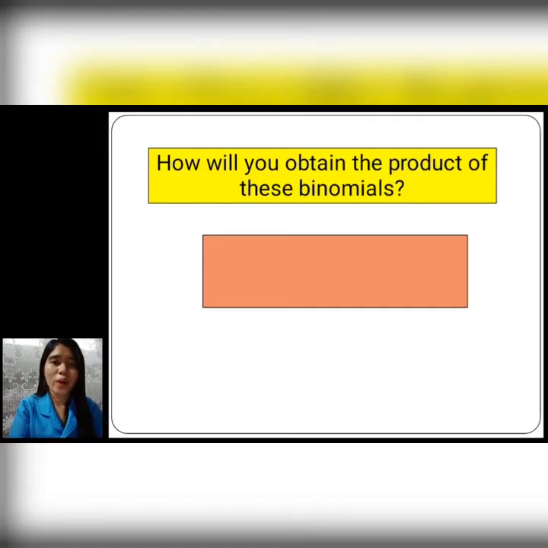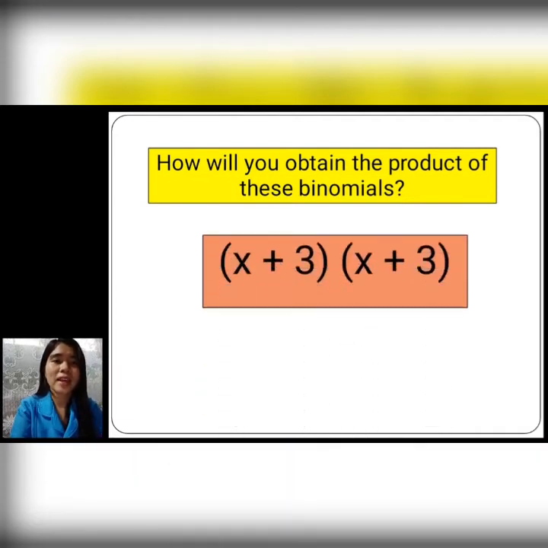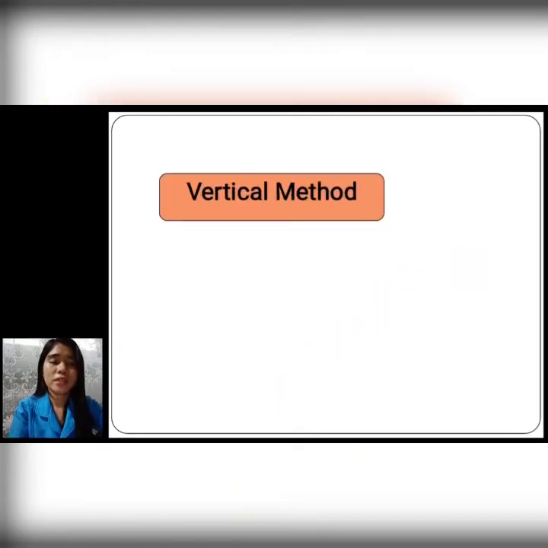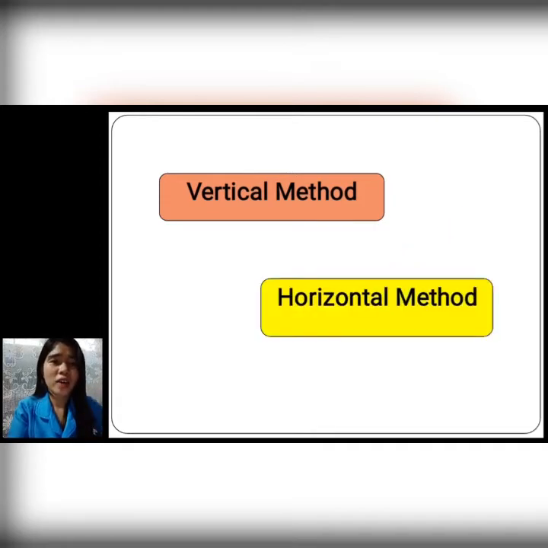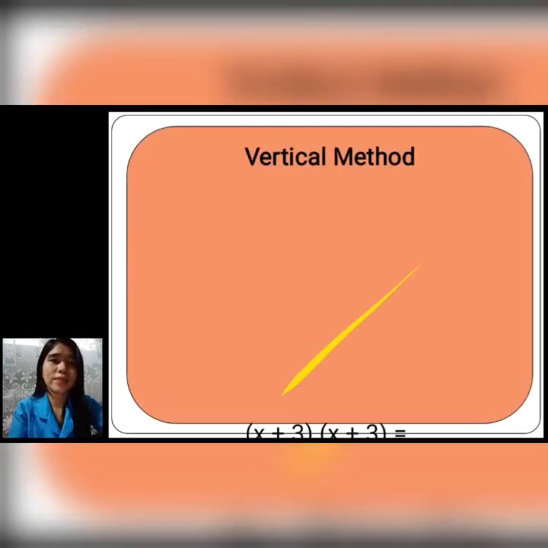So we have here a question. How will you obtain the product of these binomials? So we have here binomials x plus 3 multiplied to x plus 3. So we will solve it using vertical method and it can be horizontal method. So let's discuss first what a vertical method is.